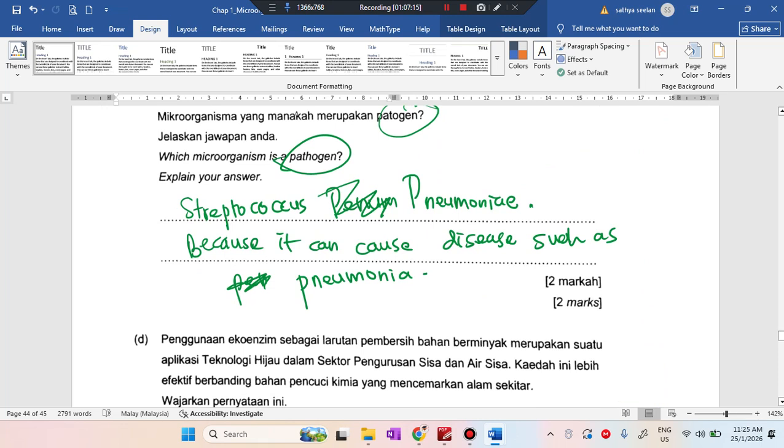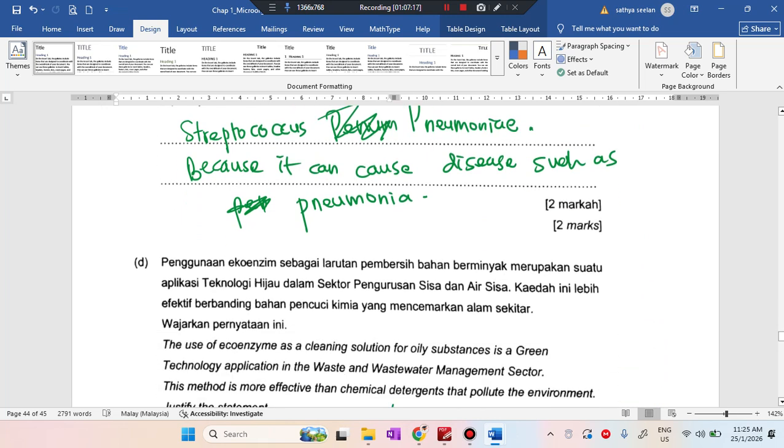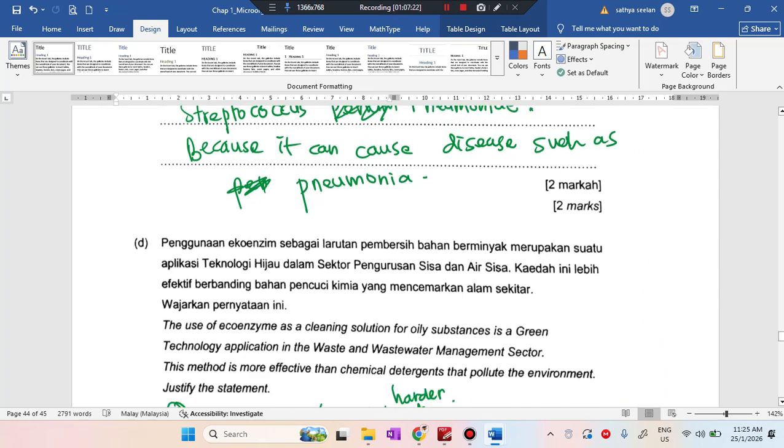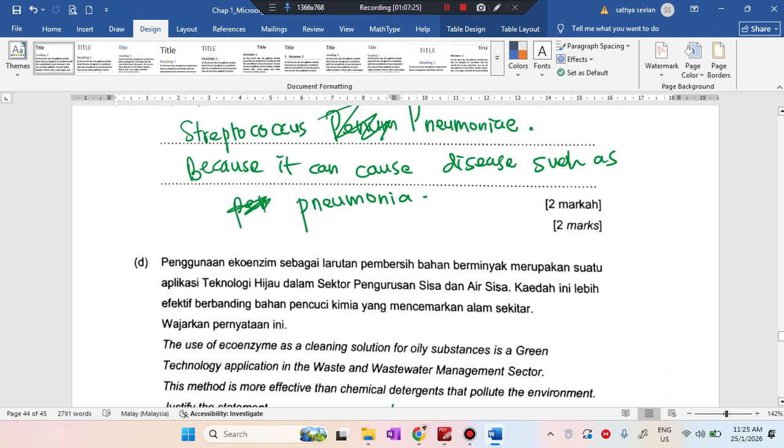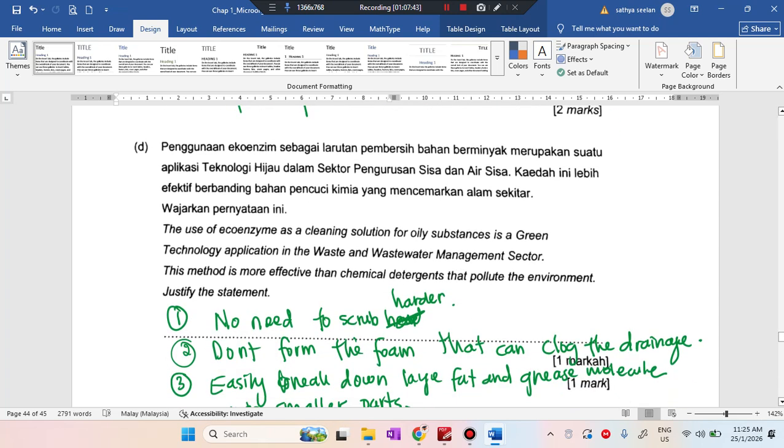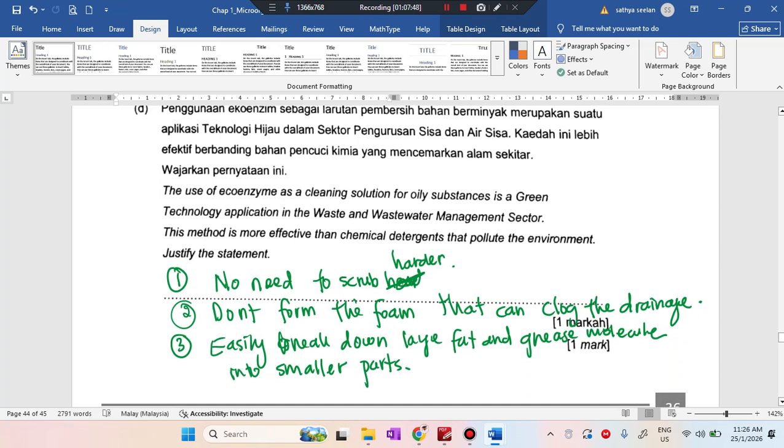Okay, next question. The use of ecoenzyme is a green technology application. This method is more effective than chemical detergent. So justify the statement. You need to justify by explaining that chemical detergent pollutes the environment while ecoenzyme does not. You can say ecoenzyme does not form foam, so it does not clog the drain. No need to scrub harder, it easily breaks down large fat and grease molecules into smaller parts.